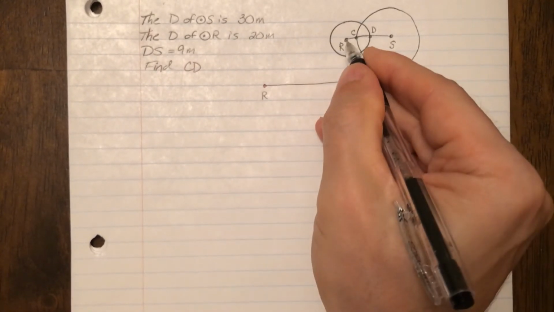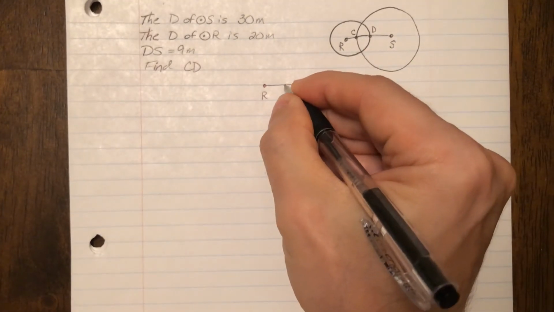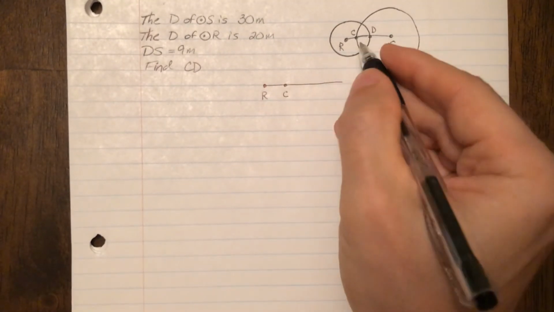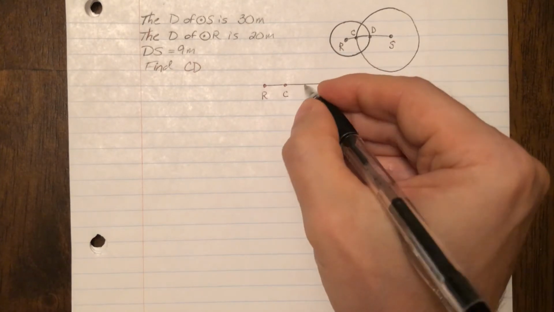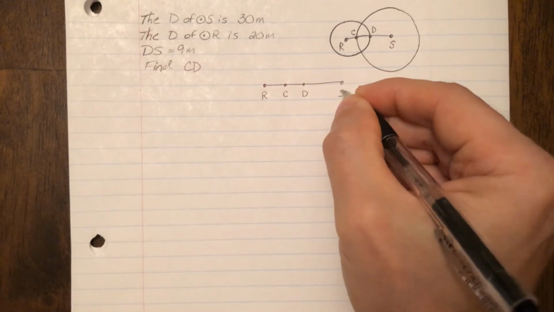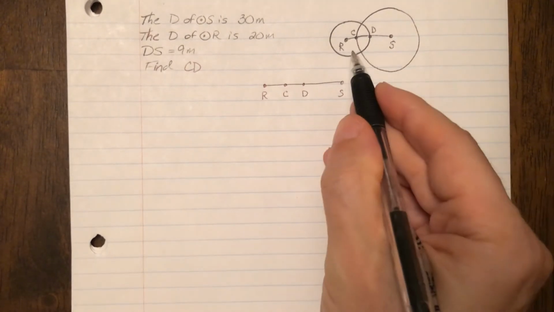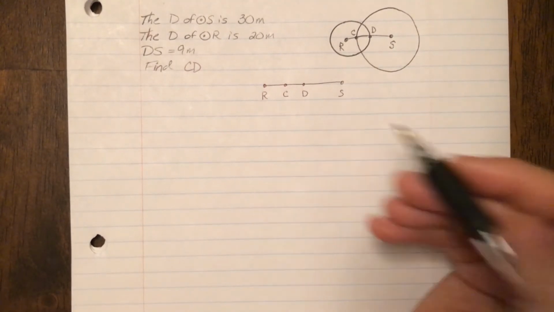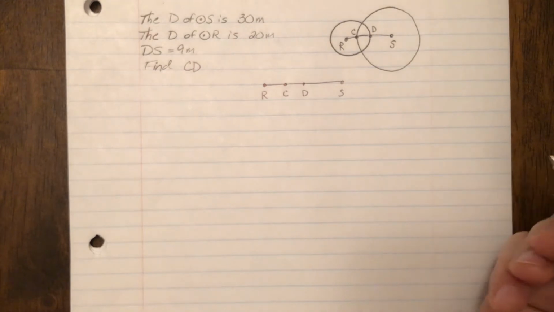So it starts with R, that's the center of this circle. Then we come across point C, and then we have a point D, and we have S. And it doesn't matter if your picture doesn't really line up with this one, just get the letters in the right order, that's what's important. And now, fill in what they give you.